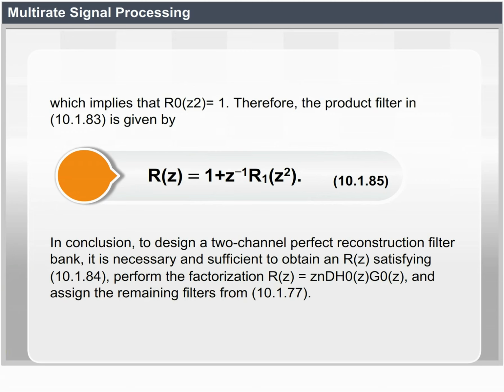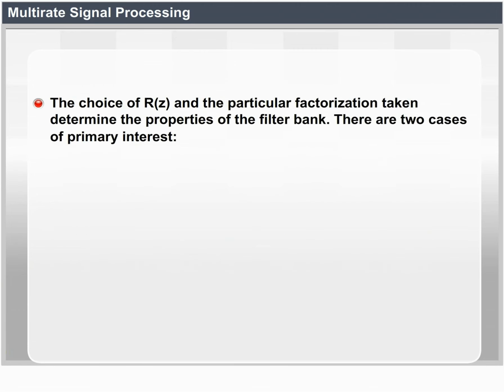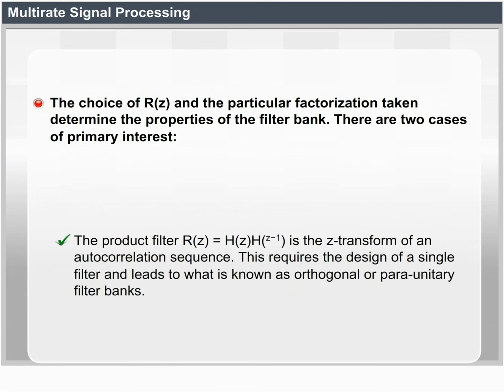The choice of R(z) and the particular factorization taken determine the properties of the filter bank. There are two cases of primary interest. Number 1, the product filter R(z) = H(z) H(z^-1) is the z-transform of an autocorrelation sequence. This requires the design of a single filter and leads to what is known as orthogonal or para-unitary filter banks.